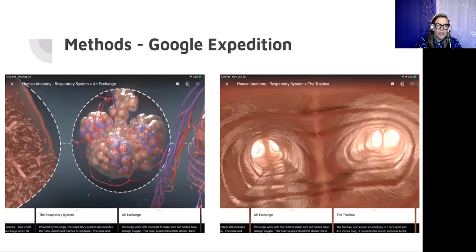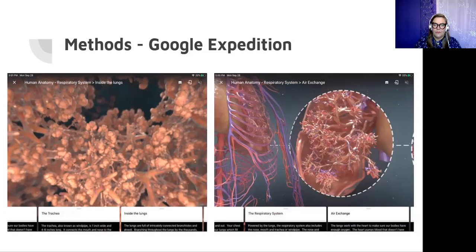So looking deeper inside the lungs at air exchange at the alveolar level, and then looking down the trachea into the two passages into the lungs. And some other close-up views inside the lungs with air exchange and looking at the microscopic level.